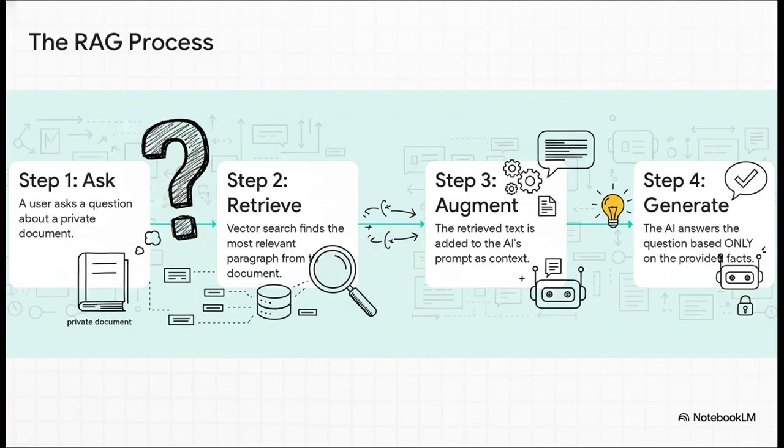Third, it augments the prompt, basically just copy-pasting that retrieved text right into the AI's instructions. And finally, the AI generates an answer, but, and this is the important part, it's been told to base its answer only on the facts it was just handed.